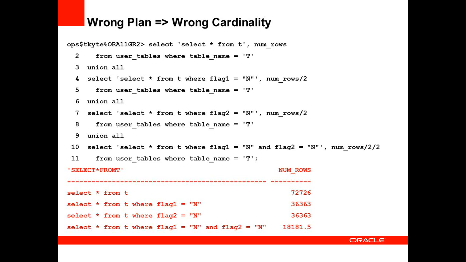What the optimizer's done here is it's guessed. It took the probability of the part of the where clause where flag 1 equals N, which was 1/2, and it multiplied it by the probability of the other part of the where clause, flag 2 equals N. It just used really basic statistical methods. It said if the probability of P1 is 50% and the probability of P2 is 50%, then the probability of P1 and P2 is 50% times 50%, or 1/4. It's going to estimate 18,000 records.